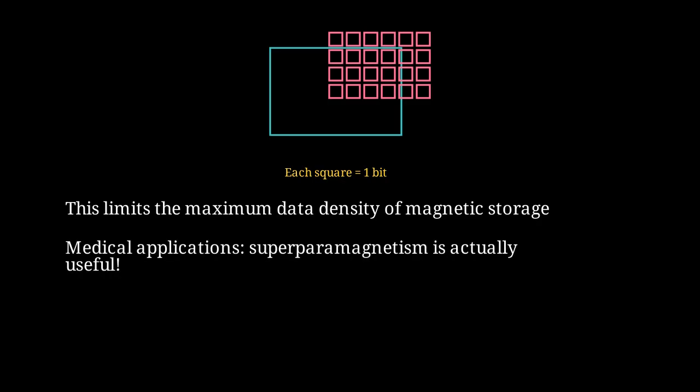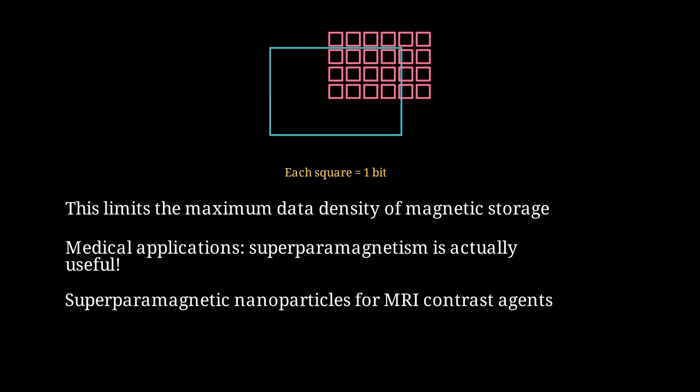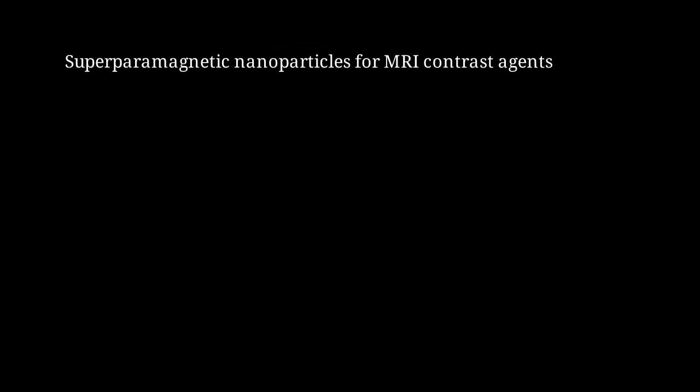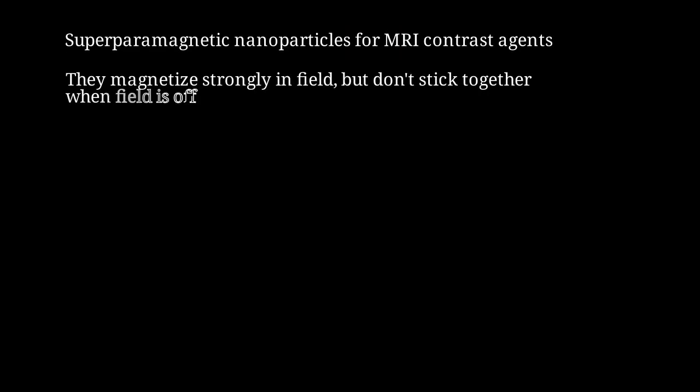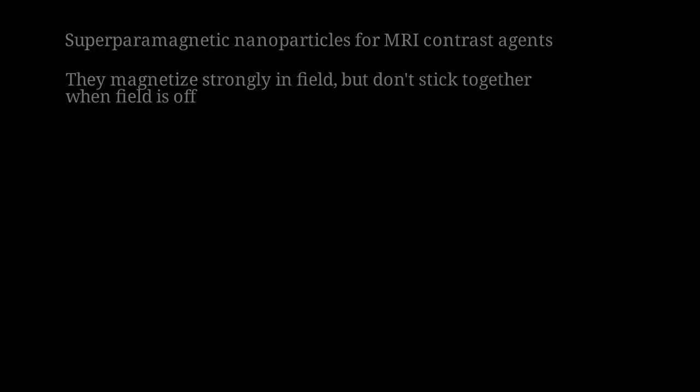Interestingly, super-paramagnetism is actually advantageous for some medical applications. Super-paramagnetic iron oxide nanoparticles are used as contrast agents in magnetic resonance imaging. They magnetize strongly in the presence of an MRI magnetic field, enhancing image contrast, but don't permanently stick together when the field is removed because they have no remnant magnetization.